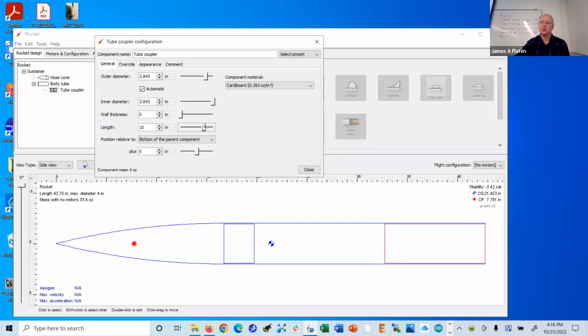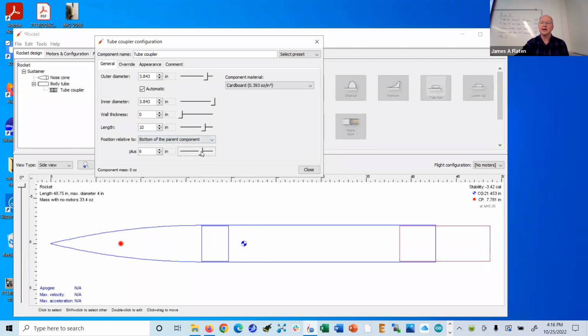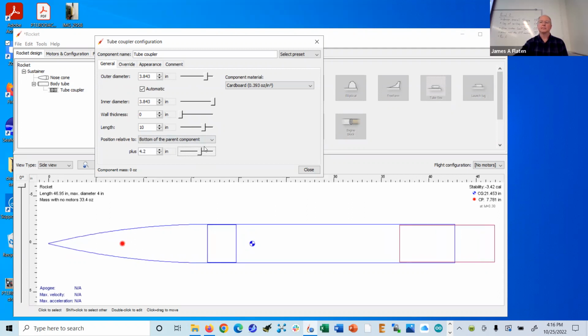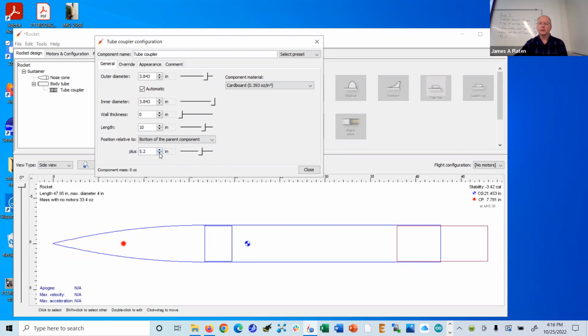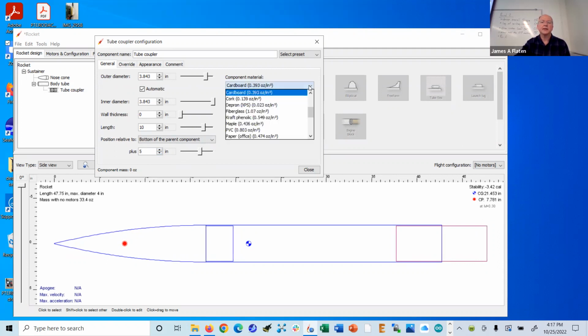No, I'm going to go for a 10-inch coupler section, and then I'm going to drag it down so it's half in the upper section and half in the lower section approximately. A little bit farther than that. 5 inches. I guess I can type the exact number. There it is. And this will be made of blue tube as well.